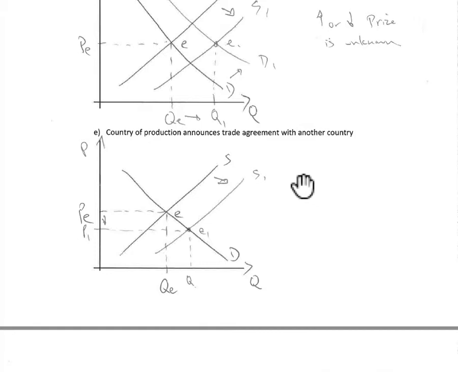And so if supply increases in that manner, prices are likely to drop. And because prices are likely to drop, quantity demanded, so this demand curve, quantity demanded is going to increase. Okay? And so this is going to happen when you have potential trade agreements.